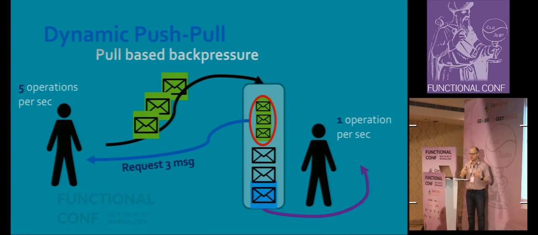So the solution is called sort of dynamic push and pull. What it does is that the producer and the consumer agree on the rate of messages, but dynamically, which means that at runtime the consumer and producer switch between a push and a pull model. The producer keeps sending messages, but the consumer, if you remember the slide with the actor with the arrow back, is able to communicate back and say, slow down, give me only three messages, or one message, and actually tell the producer whether to increase or reduce the speed.